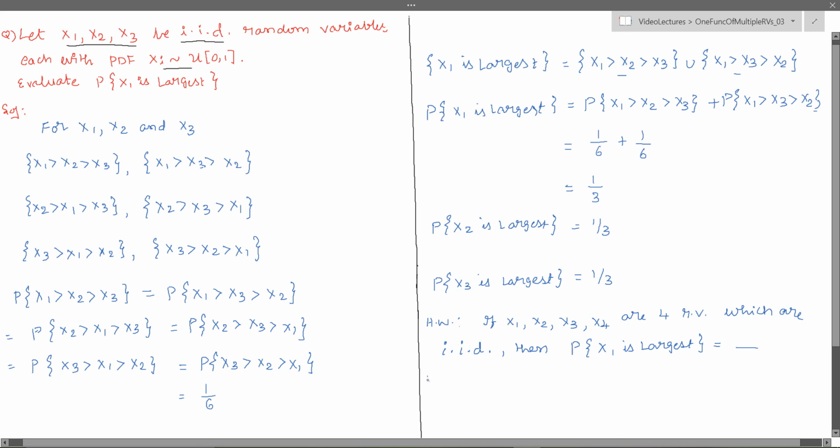And again we can extend the same result to n random variables x1, x2 and so on up to xn. We can take that as homework too. Hope this problem helps you in understanding evaluation of probabilities involving multiple random variables. Thank you.